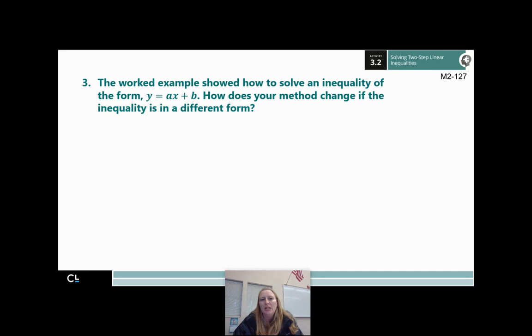Oh, we're almost done. Last but not least, we worked out that lovely example to show how we solved an inequality that was in the form of y equals ax plus b. The only thing is we're used to y equals ax plus b, but the example that we worked out had a lovely inequality in it, right? It didn't have an equal sign. How does your method change? How did solving it change when it had an inequality instead of an equal sign? Go ahead and jot down your thoughts on that and then hit play when you're ready to check your work.